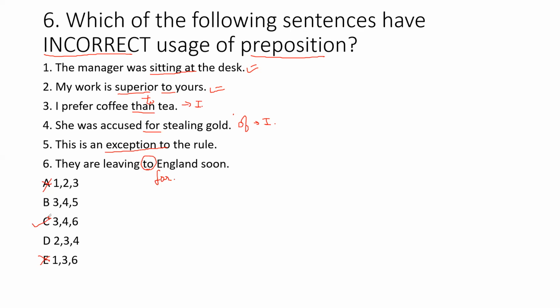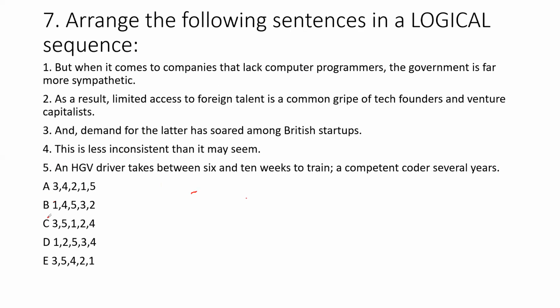This being an easy question, I would prefer if you people could attempt the same. This is one of the easiest questions here. Look at question number 7. Arrange the following sentences in a logical sequence. So this is a parajumble. We are supposed to use it, make the complete sense of it.